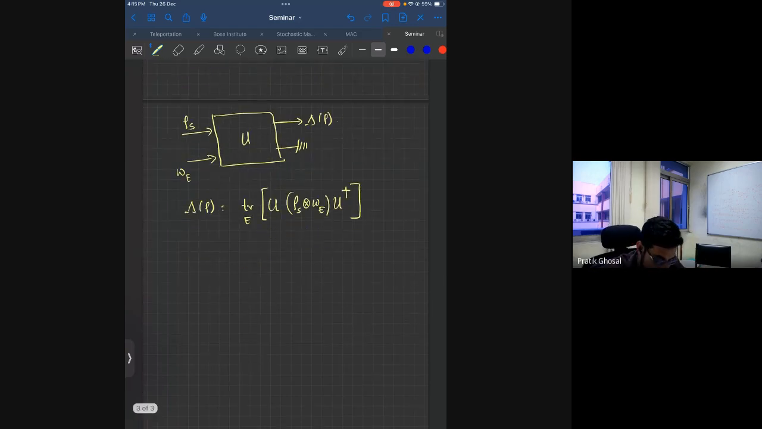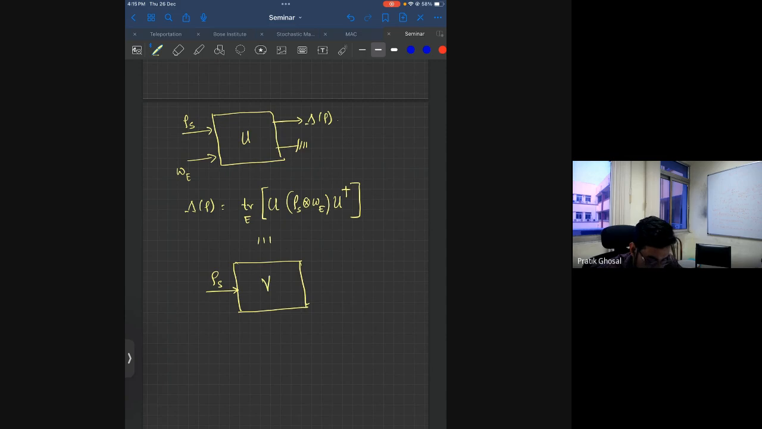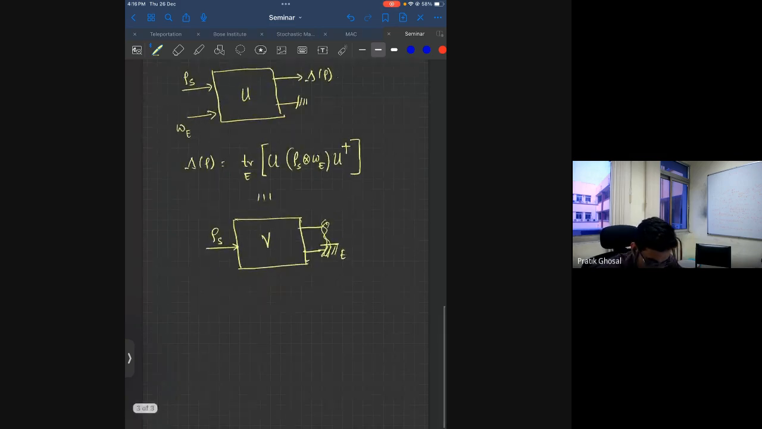Now this I can also represent with another equivalent description; this is just another mathematical way of representing it. I will take the input system as rho S, and we can apply an isometry operation on the system to get the composite system and environment. And I will trace out the environment part again to get back the system output state. So lambda rho S can also be represented by trace over environment of V rho V dagger.